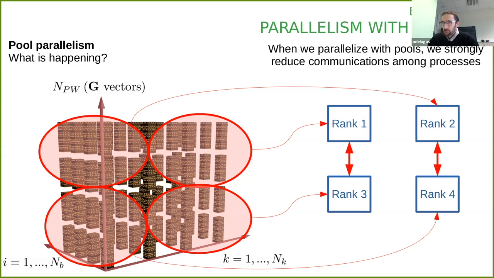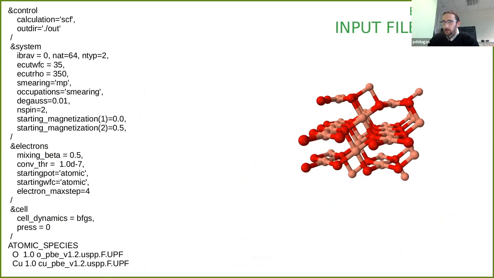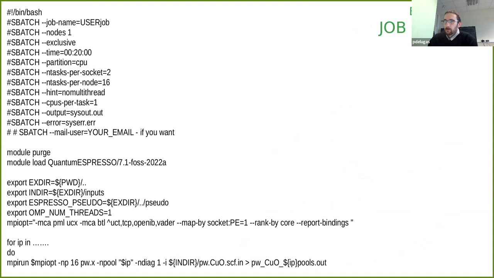So what I propose you do with the first exercise is just to explore the pool parallelization scheme. You have the input file, which Pietro described in the past presentation about the oxide. What you do is take the batch file, which you find in the day one exercise, and fill the last lines of the batch file with the proper values of n pools.